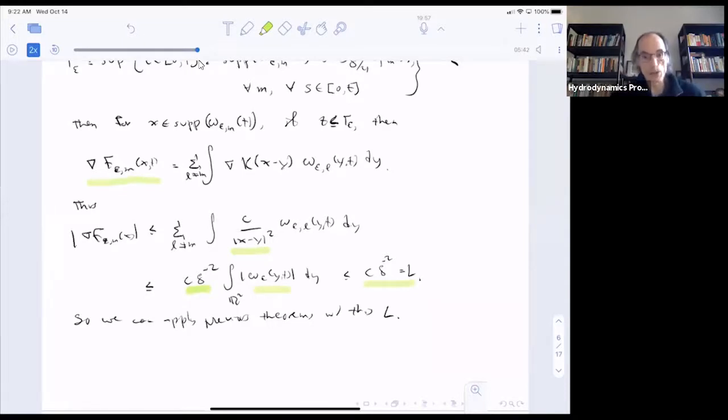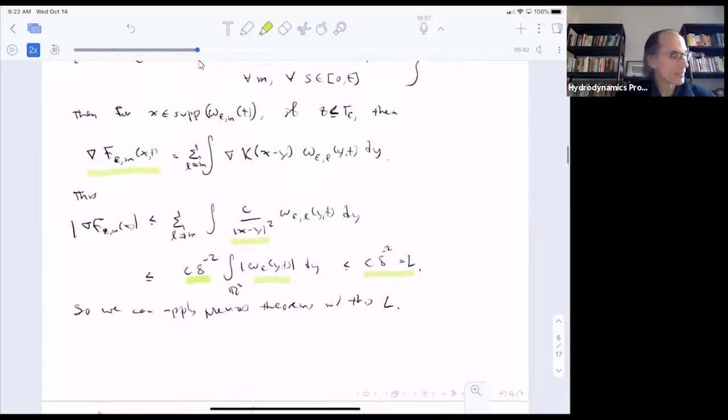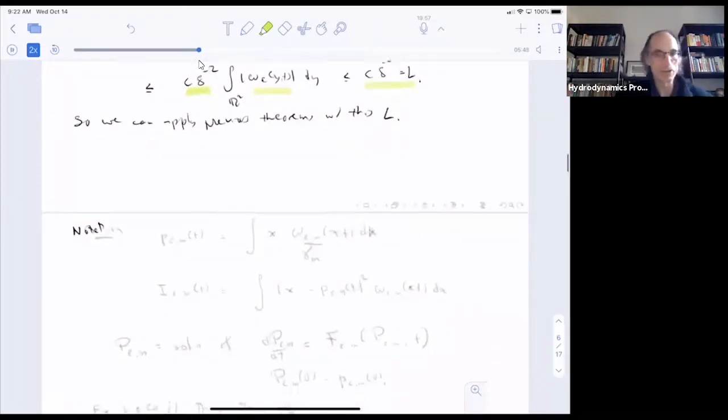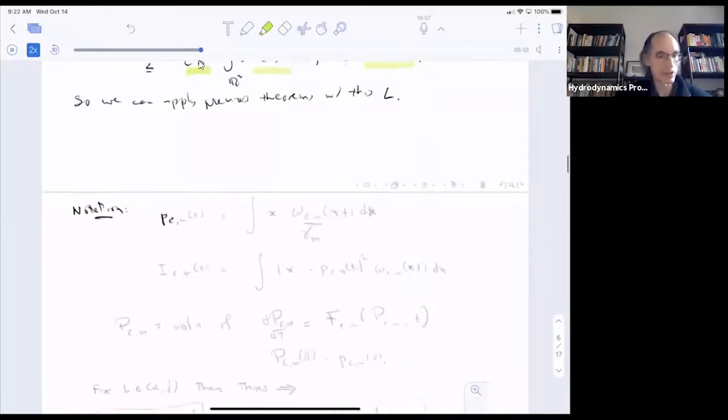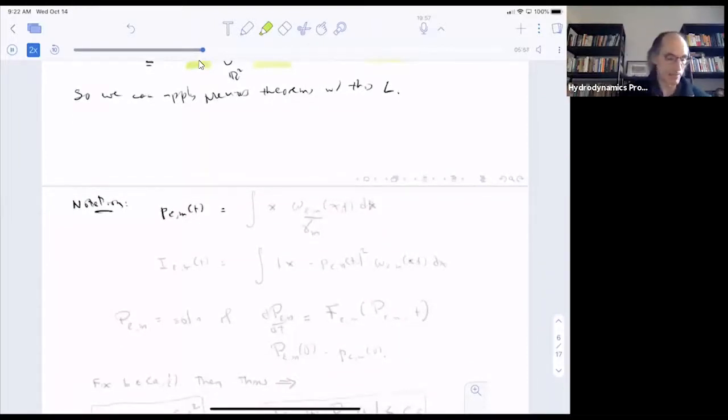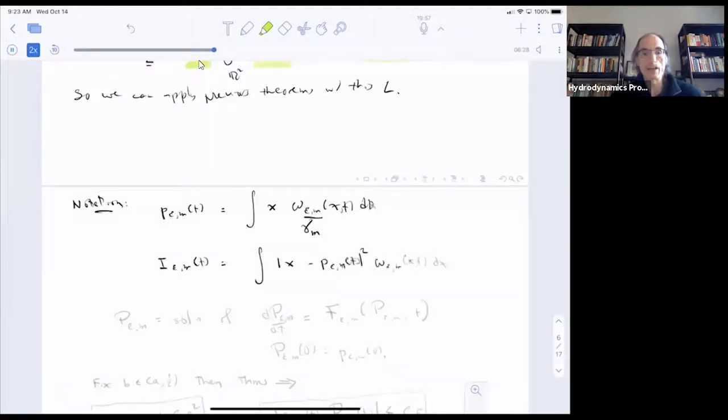Now I'm in a position to apply my previous theorems, the ones we reviewed a second ago, with this Lipschitz constant L. I have to introduce some notation to state the conclusion of those theorems. What they tell me is that the mth vortex blob remains concentrated on an epsilon scale around its center of vorticity. This little p epsilon m is exactly the center of vorticity of the mth epsilon blob, and this capital I epsilon m is the second moment of the mth blob with respect to its center of vorticity.